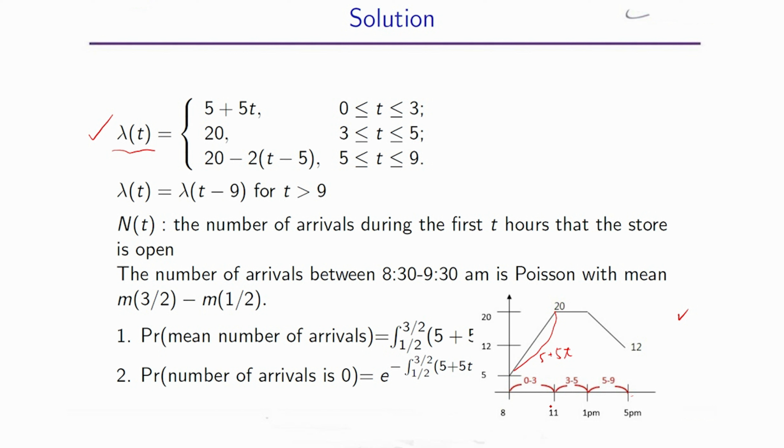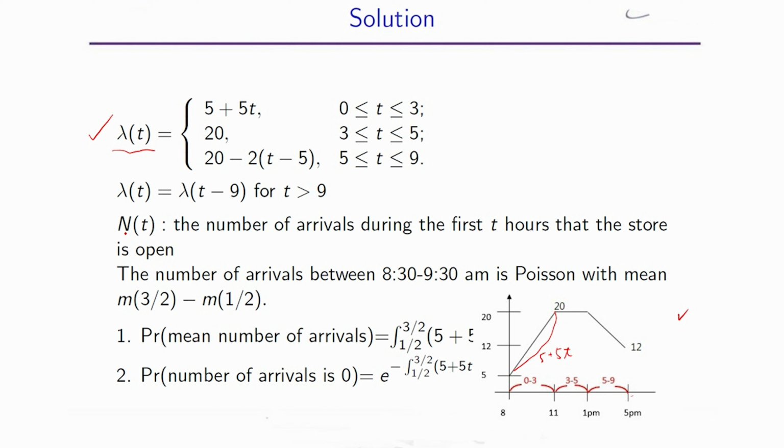11 means after 3 hours, right? So after 3 hours, we have 5 plus 5 times 3, so that would be 20, okay? And the hot dog stand remains at 20. λ is equal to 20, right? And then the drop. So we can derive λ(t) like this.